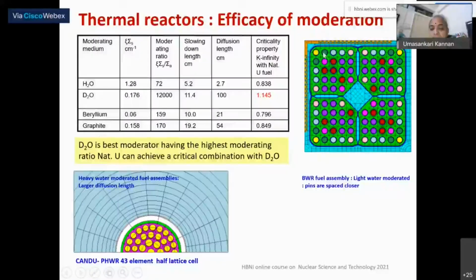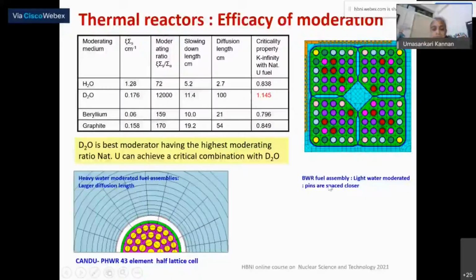So here you can see that in light water, the fuel rods have to be placed close to each other because the diffusion length is only 2.7 centimeters. If I place them further apart, then the neutrons will get lost and effectively will not get absorbed by the fuel. Whereas in heavy water, this is one fuel assembly, the other fuel assembly is somewhere here. So you can see there is a distance between one fuel assembly and another. There should be enough heavy water for the neutrons to get moderated and reach thermal energies to cause a fission in the next fuel assembly.